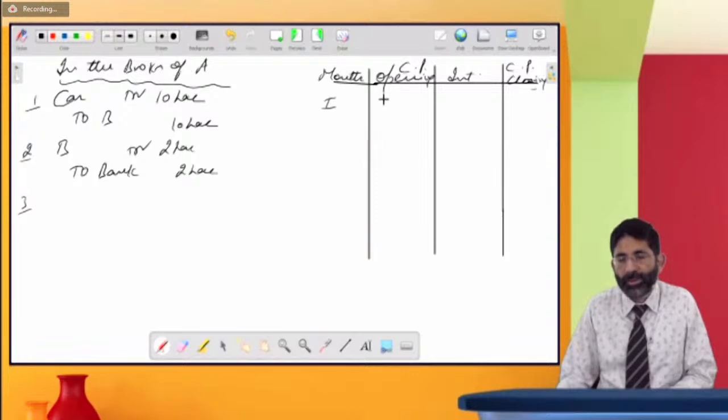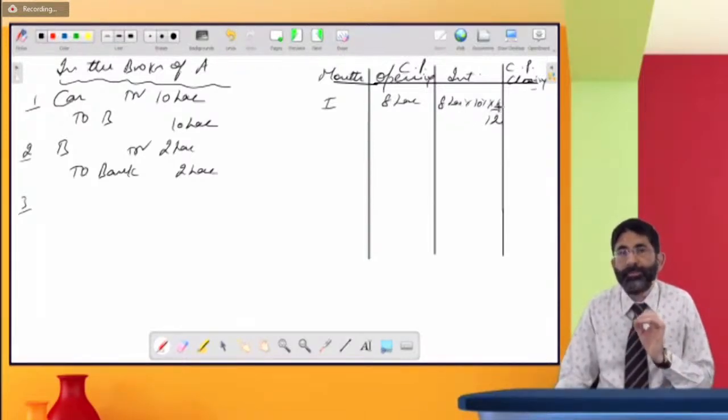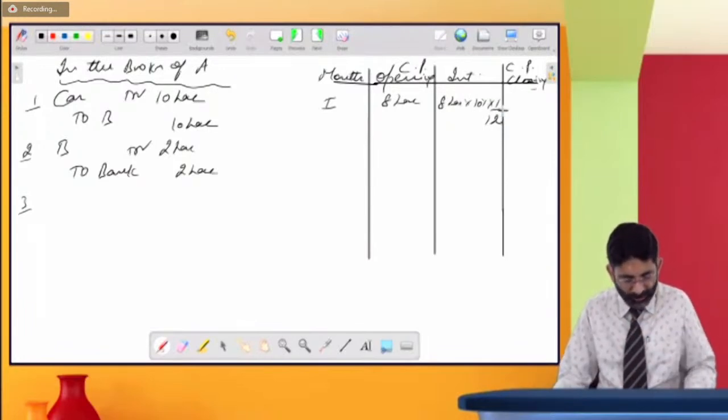At the end of first month, we have to check how much is outstanding. 10 minus 2, because 10 lakh was outstanding, out of which 2 lakh has already been paid. So 8 lakh is outstanding. So 8 lakh into 10% per annum into 1 by 12. So this will be the interest which is due. How much is it?